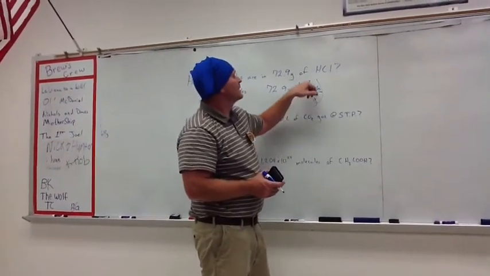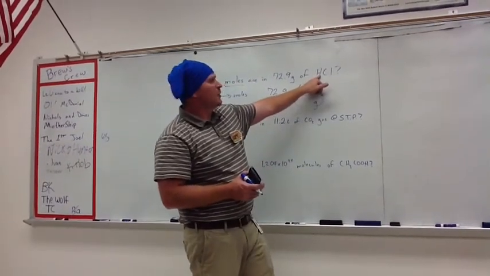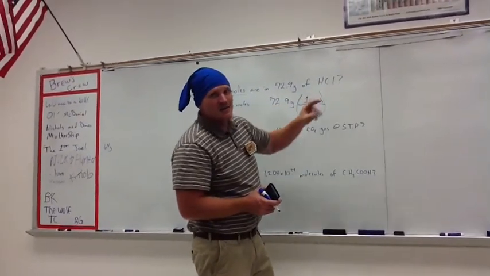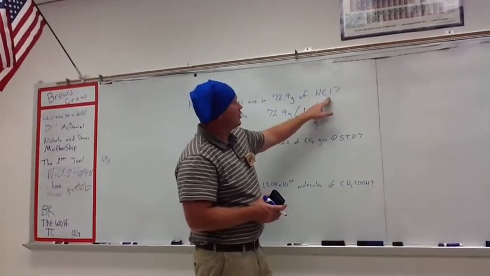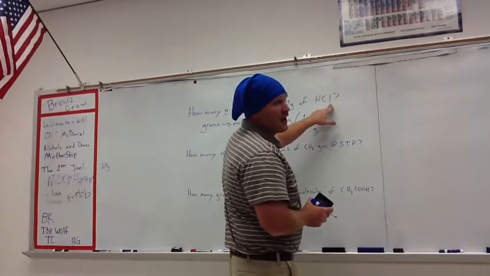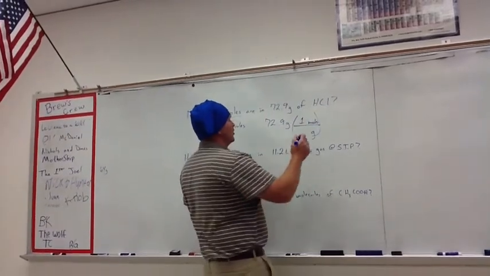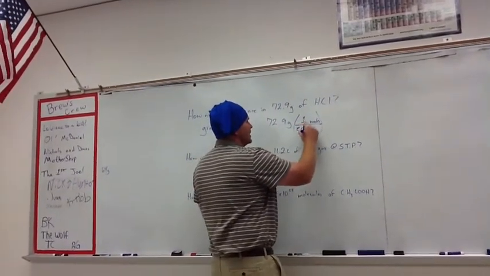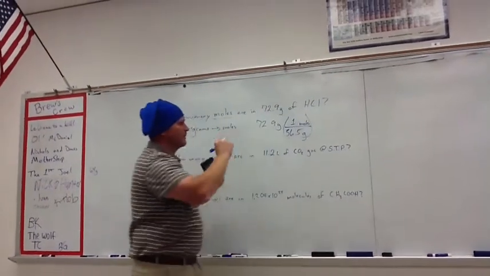So I looked at the periodic table, I looked to see what hydrogen's mass is. Hydrogen has a mass of 1. Chlorine has a mass of 35.5. So grand total, I have a mass of 36.5 grams.